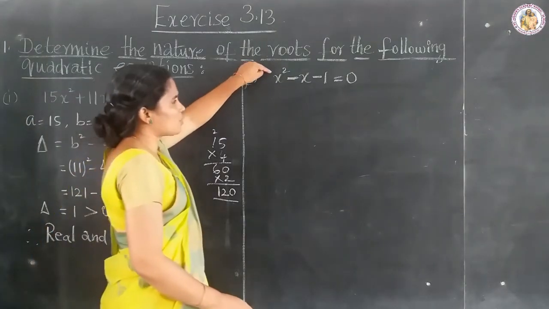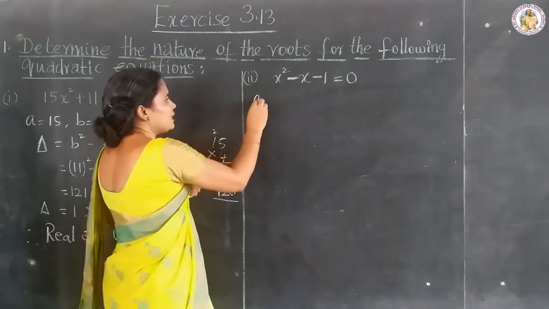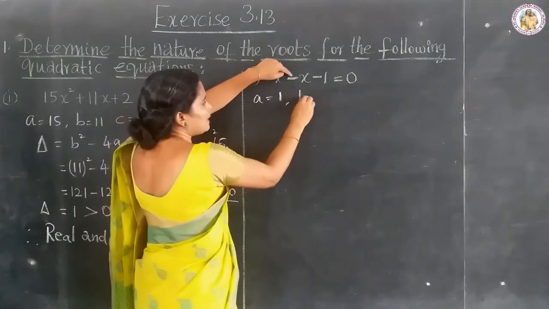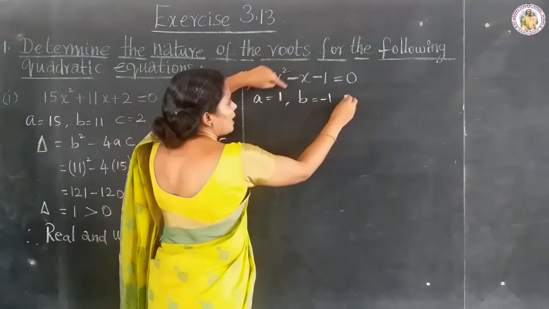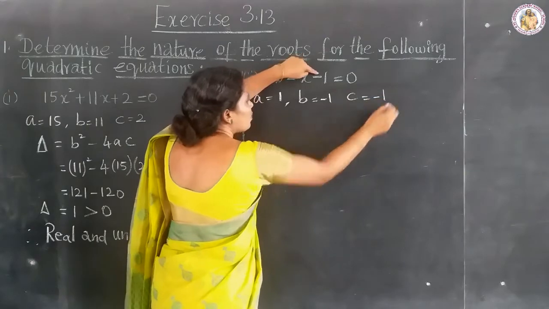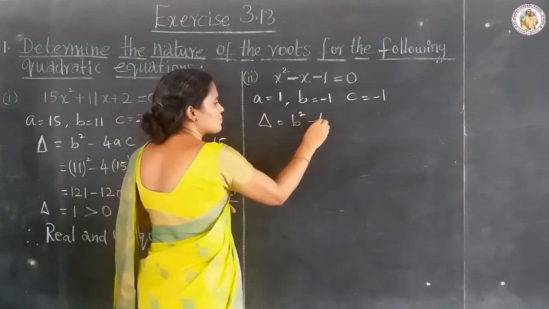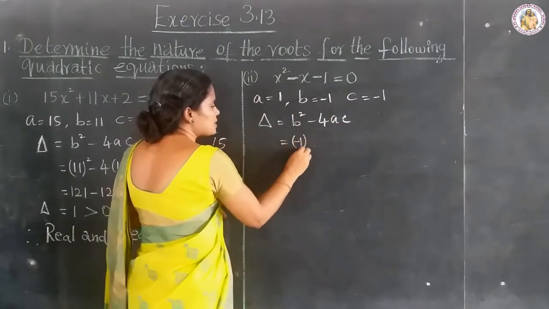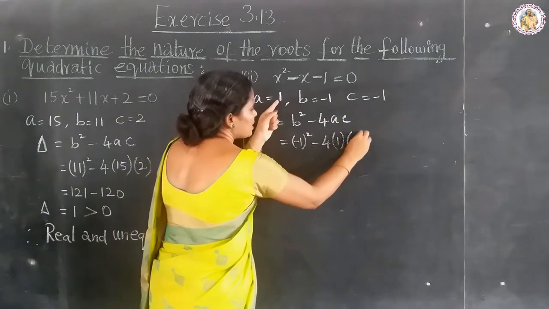Here we have x square minus x minus 1 is equal to 0. Now take A is equal to coefficient of x square is equal to 1 and B is equal to coefficient of x is minus 1 and C is equal to minus 1. Okay, now discriminant is equal to B square minus 4AC. B square, that is minus 1 whole square minus 4. A is 1 and C is minus 1.